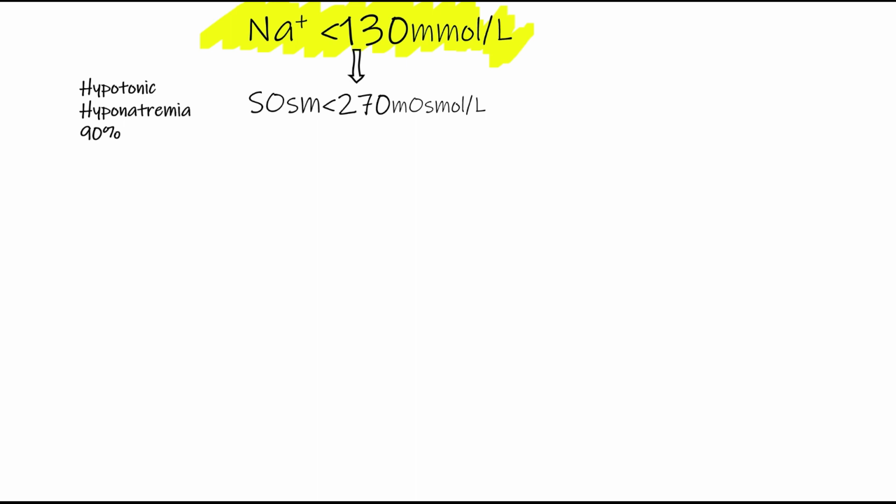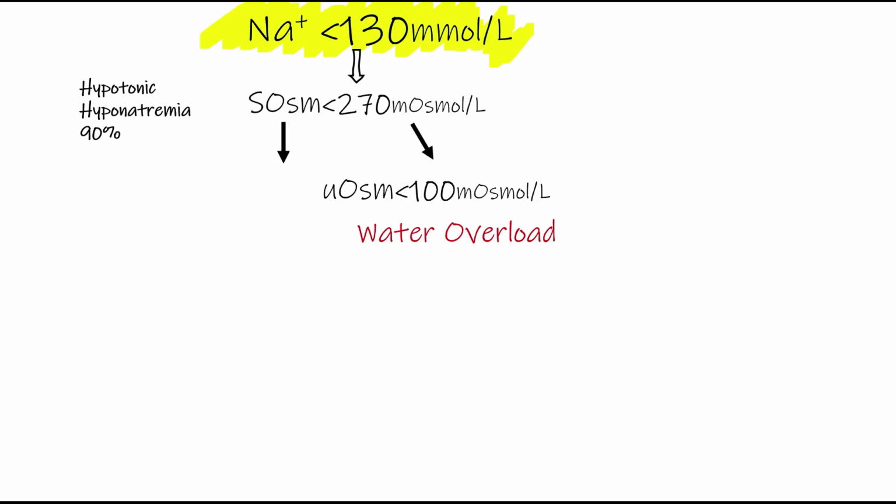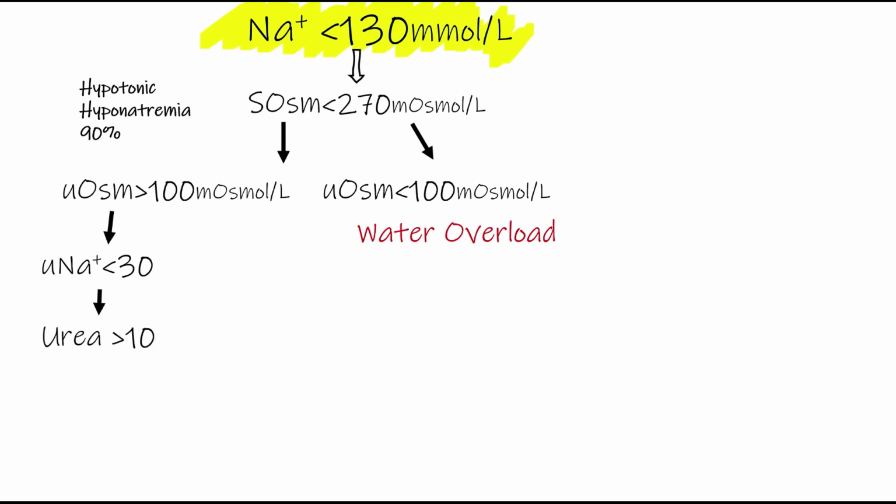If the serum osmolality is less than 270 milliosmoles per liter, then this is hypotonic hyponatremia. This is 90% of cases. And then we need to look at the urinary osmolality. And if it's less than 100 milliosmoles per liter, this is water overload. If it's greater than 100 milliosmoles per liter, then we need to look at the urinary sodium. If it's less than 30 millimoles per liter and the urea is greater than 10 millimoles per liter, then this is hypotonic hypovolemic hyponatremia.